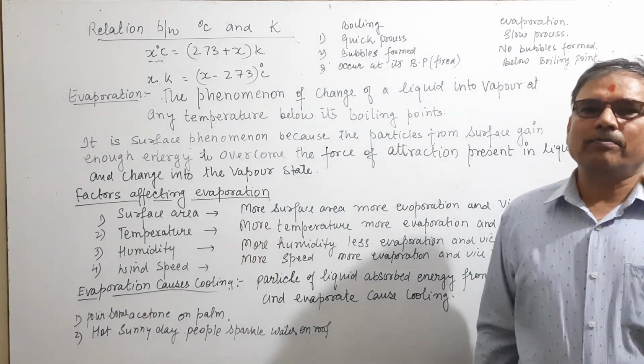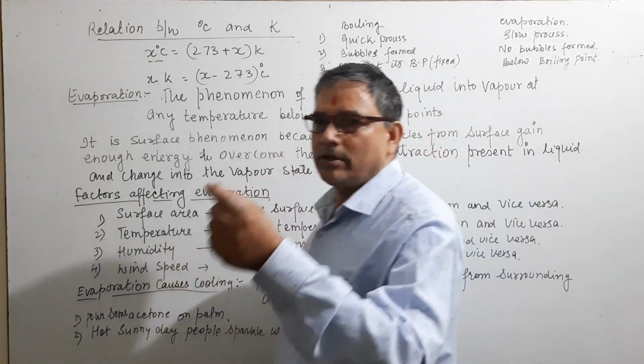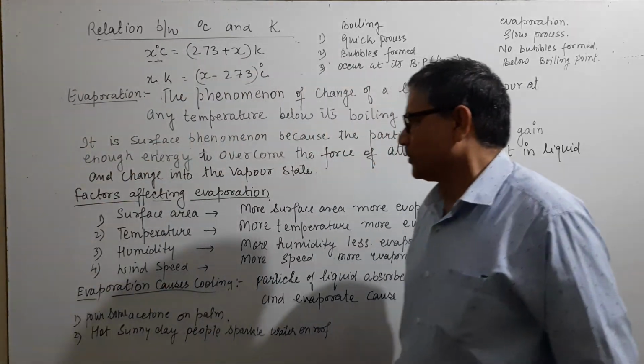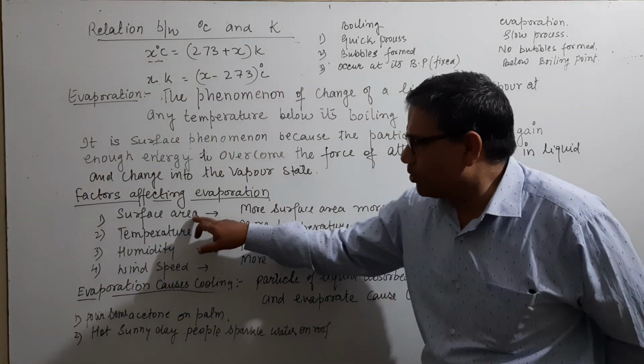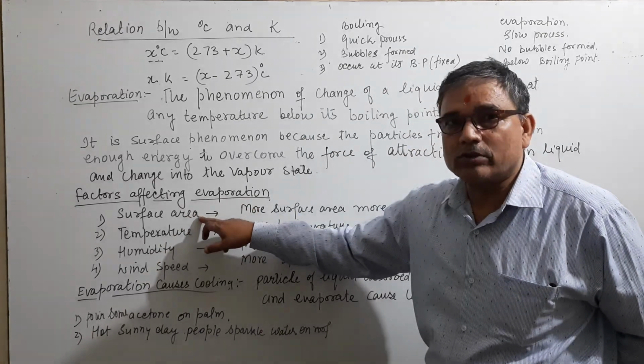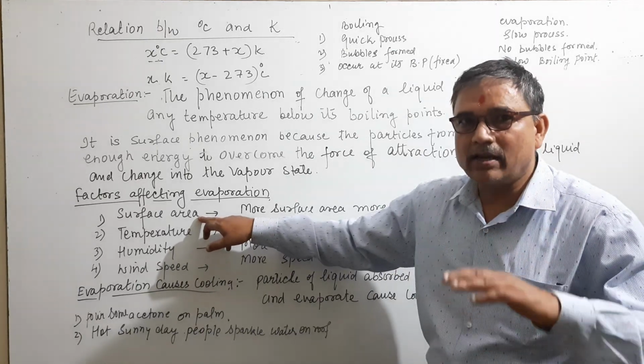Directly proportional means if one thing increases, the other thing also increases, and if one thing decreases, the other also decreases. Therefore, listen carefully. Evaporation is directly proportional to the surface area. More surface area, more evaporation. Less surface area, less evaporation.